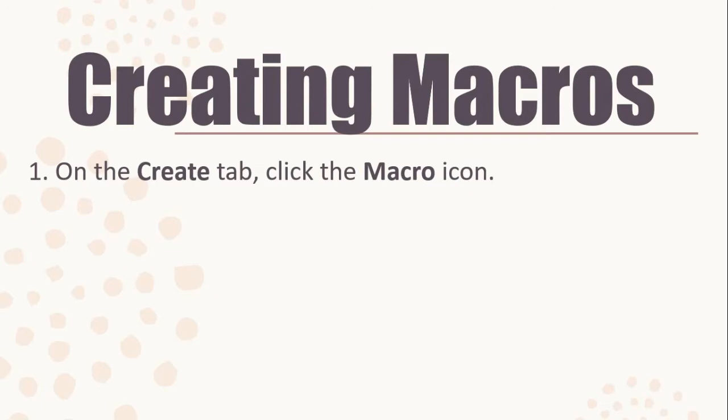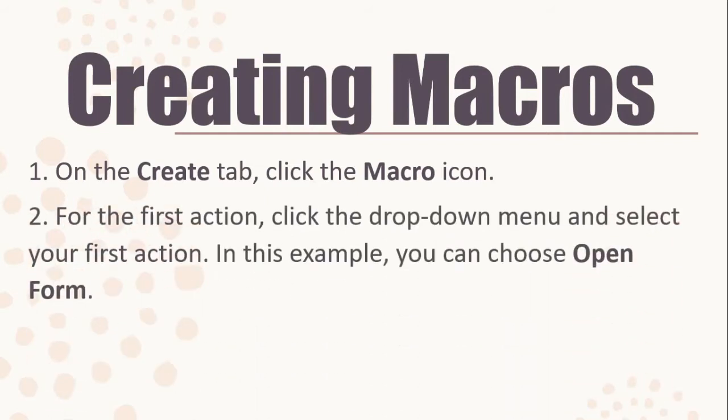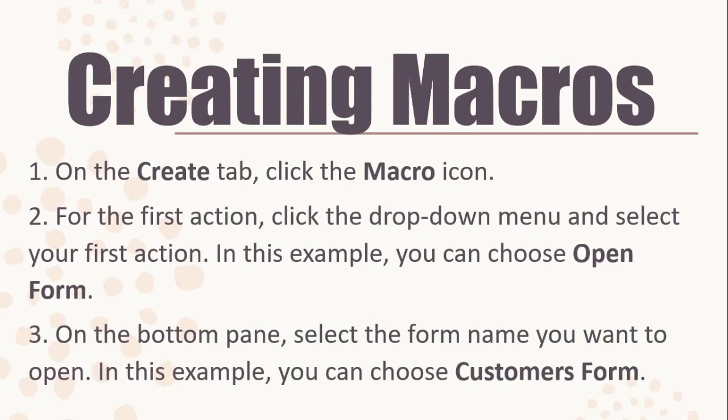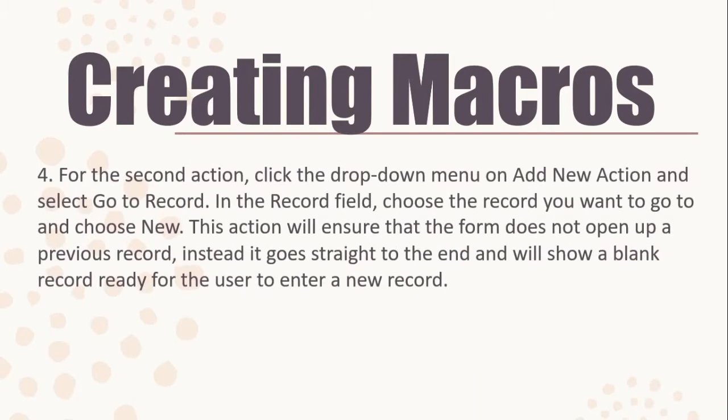On the Create tab, click the macro icon. For the first action, click the drop-down menu and select your first action. In this example, you can choose Open Form. On the bottom pane, select the form name you want to open. In this example, you can choose Customers Form. For the second action, click the drop-down menu. So you may follow the steps from your book, pages 242 to 243. And then I will put the video or the demo on how to create and run macros after this.